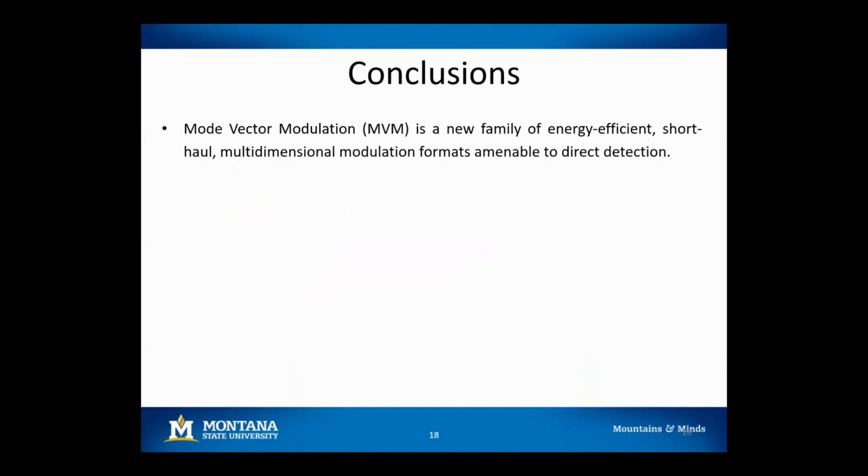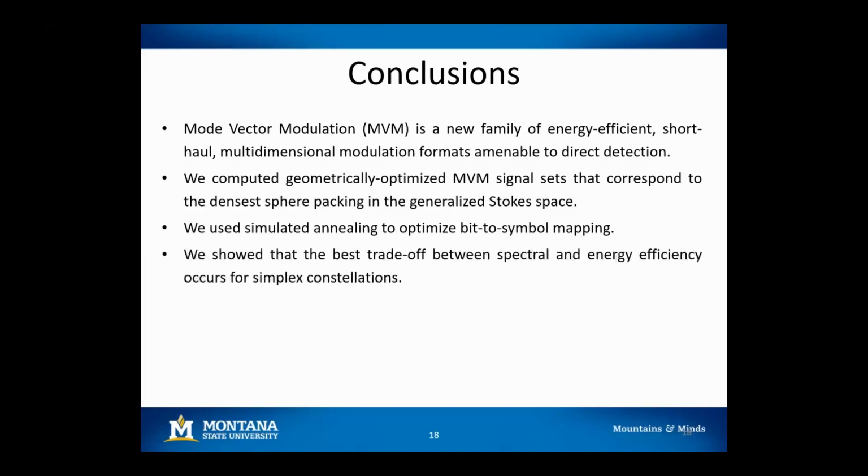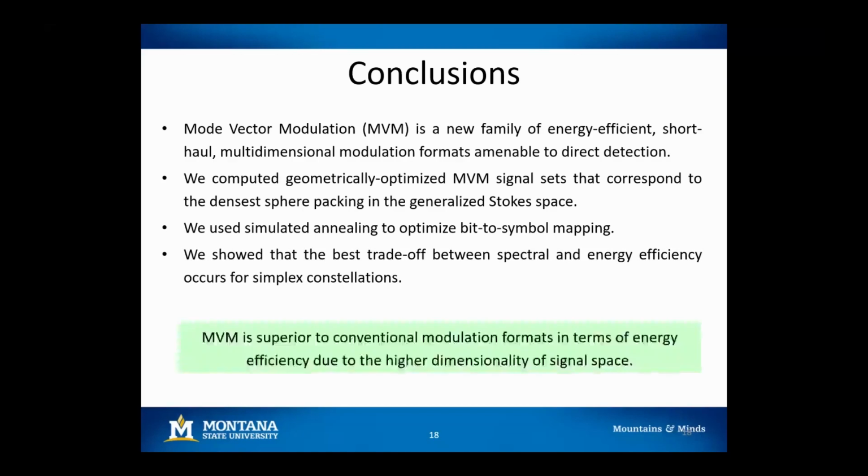To conclude, our group introduced a new modulation format called mode vector modulation. It is amenable to direct detection, and it is an extension of Stokes vector modulation to multi-mode or multi-core fibers or free space modes. We computed optimal signal sets, and we optimized the bit-to-symbol mapping. And we showed that simplex constellations give the best trade-off between spectral and energy efficiency. One takeaway message is that MVM is superior to conventional modulation format in terms of energy efficiency due to the higher dimensionality of signal space.